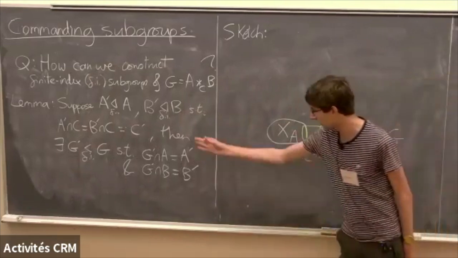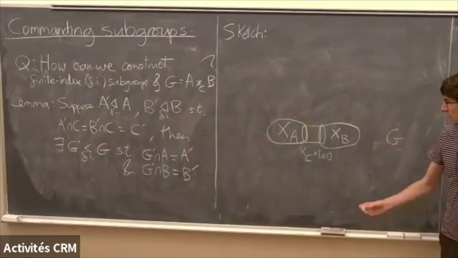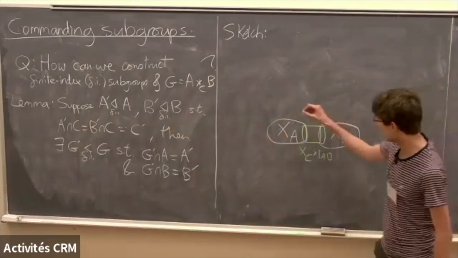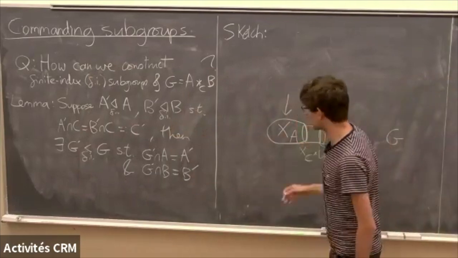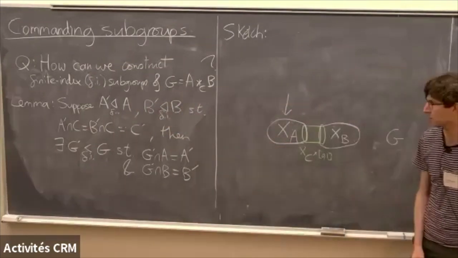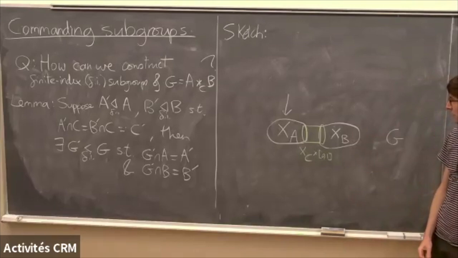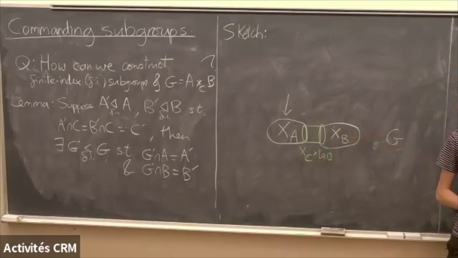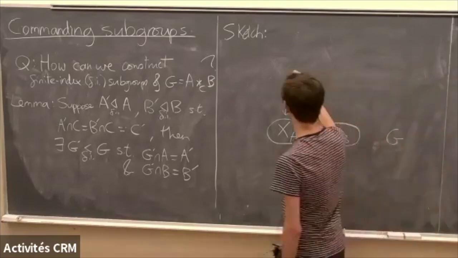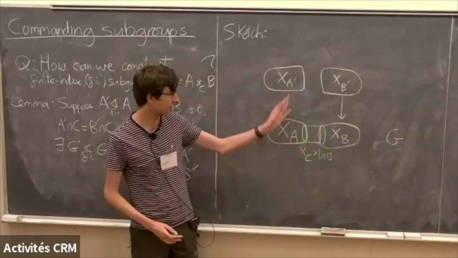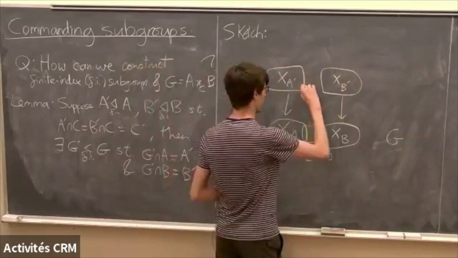Okay, so how are we going to get this G prime? Well, we want to build a certain finite cover of this space. So how can we start? Well, we're given these finite index subgroups A prime and B prime. So these will correspond to finite covers of XA and XB. And we can then look at the pre-image of XC in these covers.